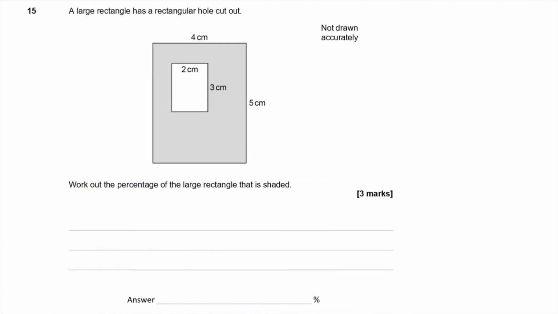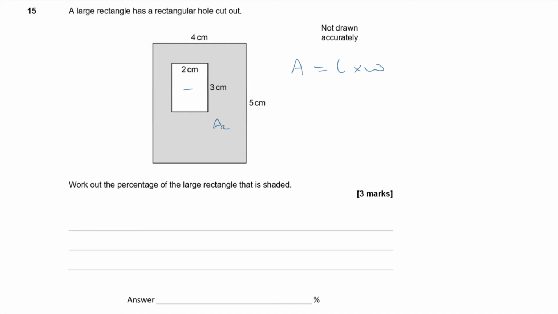Question 15. A large rectangle has a rectangular hole cut out. Work out the percentage of the large rectangle that is shaded. Okay, so basically we want to have a percentage of the shaded area versus the total area of the rectangle. Okay, so area, what I'm going to do is I'm going to work out the area of the 2 rectangles first. Now, area of a rectangle is given by length times width. Okay, so I'm going to call the big one area of the large one and the small one area of the small one.